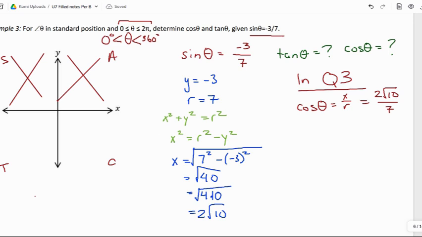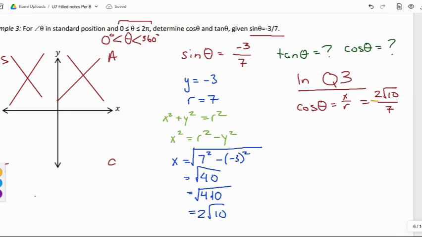Okay, I'm in quadrant 3. Watch here. In this quadrant, will cosine be positive or negative? Negative, because only tangent is positive. And so all I have to do is add a negative sign. I don't have to say which one is negative. It's obvious it's the x, because r will never be negative. But I don't have to show that. I just know it's negative.